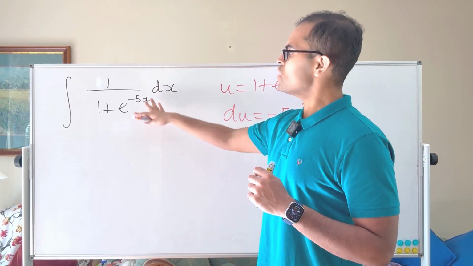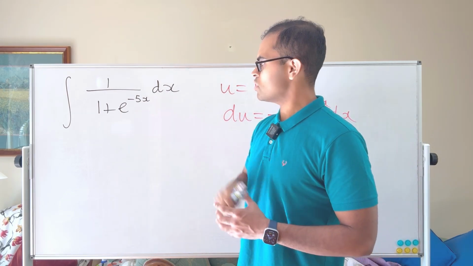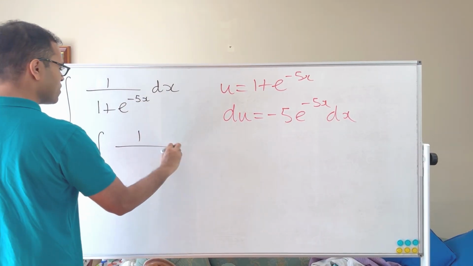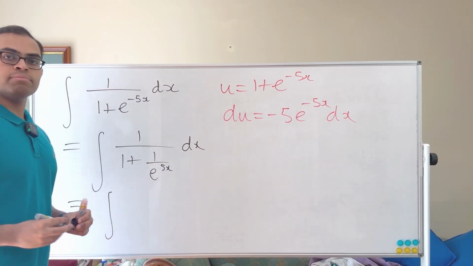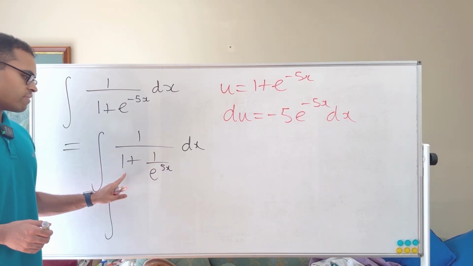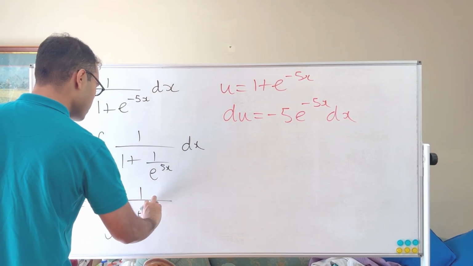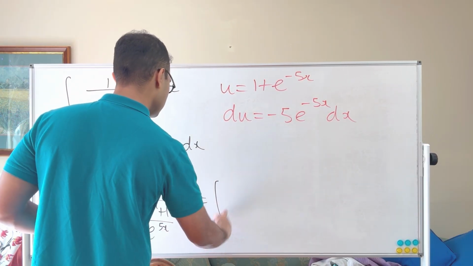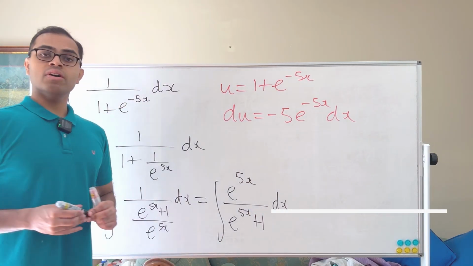Sometimes that involves a simple simplification. In this case, we have e to the negative 5x, a negative exponent. Let's try to write it out as a single fraction. We get 1 over 1 plus 1 over e to the 5x. Let's make a common denominator, which is going to be e to the 5x. So e to the 5x over e to the 5x plus 1 over e to the 5x. So it's going to be 1 over e to the 5x plus 1 divided by e to the 5x, and that's of course just going to equal the integral of e to the 5x divided by e to the 5x plus 1. So that's the trick.